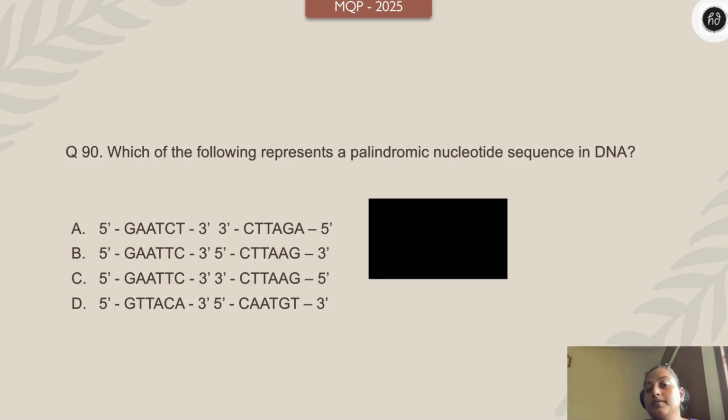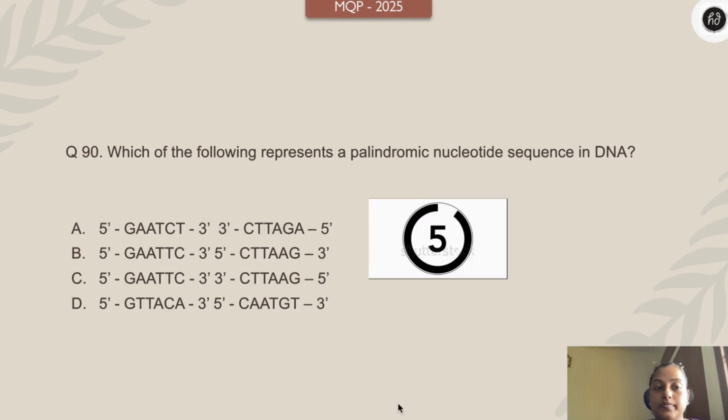Which of the following represents a palindromic nucleotide sequence in DNA? Please go through. You all know the meaning of the word palindrome. You have to see every little detail. Of course, it's a simple question. Don't make a minute mistake and choose the wrong option. Your time starts 3, 2, 1 right now.